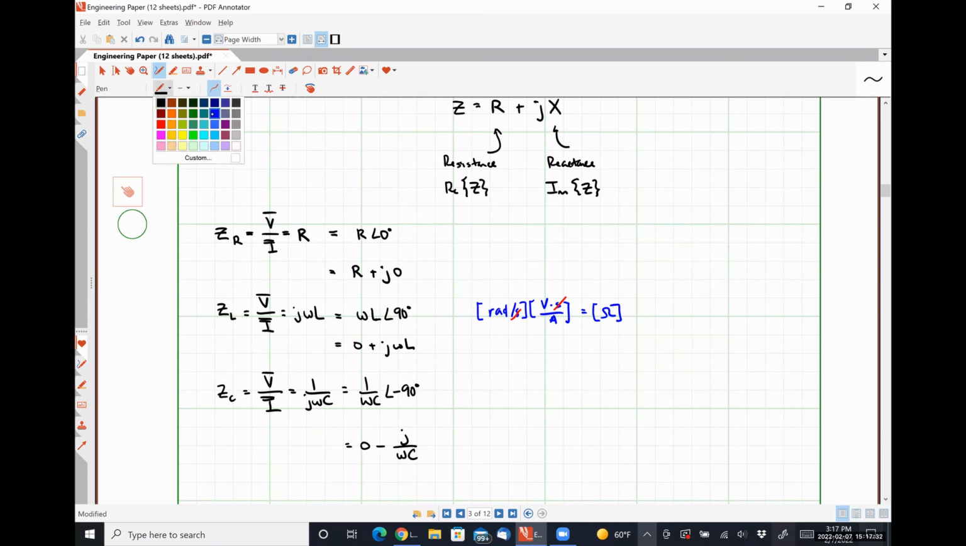Dimensionally, we have 1 over radians per second being multiplied by farads, which are amp seconds per volts. Our per second cancels out our second, and we are left with the reciprocal of amps per volts, which is an ohm.